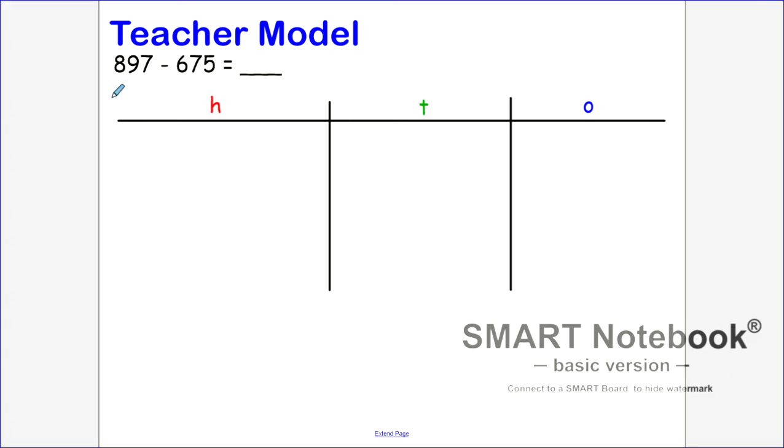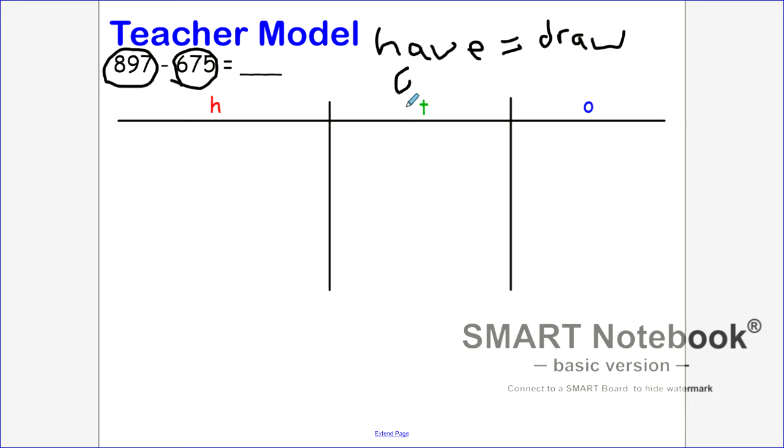Example 2 has another problem with no regrouping. We have the number 897 and we have the number 675. 897 is how many we have, and it means that's how many we're going to draw. And the number 675 is the number we will cross out. So 675 means the number that we will cross out. Those are squiggle marks, X's, whatever it is that you do to cross them out.